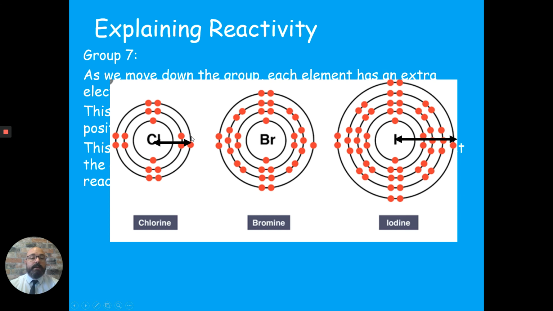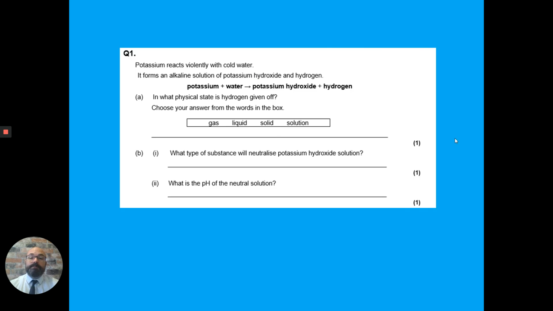But if we look at iodine, the distance is much further, which makes it more difficult to pull this extra electron in so that it can fill that outside shell. So essentially, the outer shell being further away means there's less attraction to the nucleus, and therefore it is less reactive. So the reactivity decreases down the group.